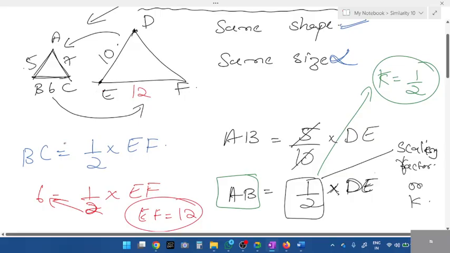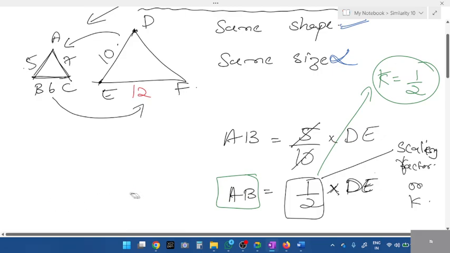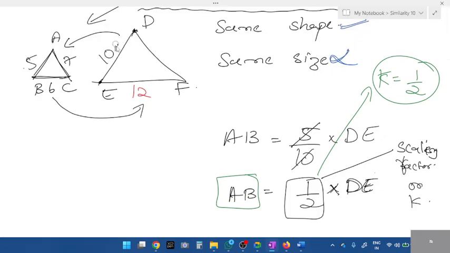Is it double? Response, students. The value is double, right? Because of the scaling factor. The scaling factor is 1 by 2 for this question, not for all. For each and every question, scaling factor will differ.